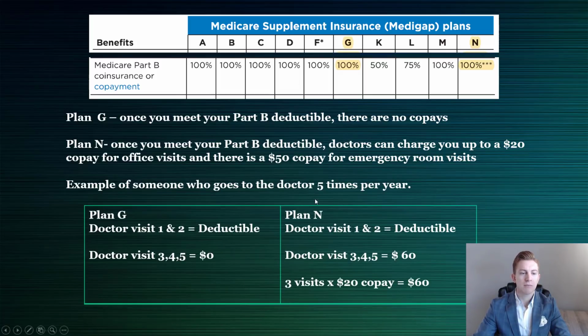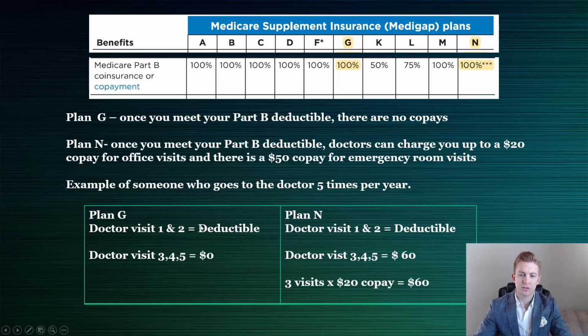So as you can see on Plan G, for doctor visit 1 and 2, normally 2 doctor visits it's going to take you to meet that deductible. If at the beginning of the year you're seeing a high-end specialist, you may meet that deductible with just 1 visit. For this example, let's say it takes you 2 visits to meet the deductible.